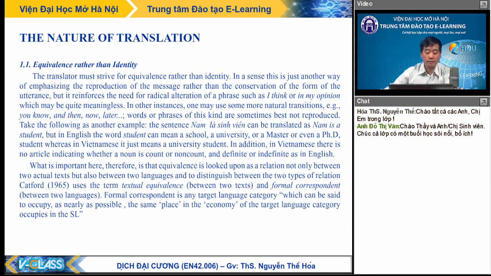And next, we have to pay more attention to equivalence than identity, because when we do the translating, we have to keep the meaning of the text, of the sentence, even of a paragraph. We should not pay attention to the identity. So identity is not important at all. The main thing is to give the message. So equivalence is a help.